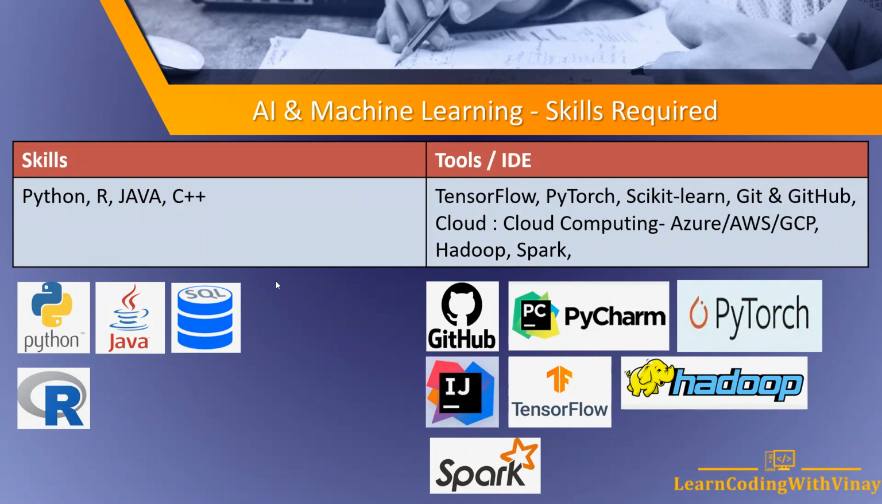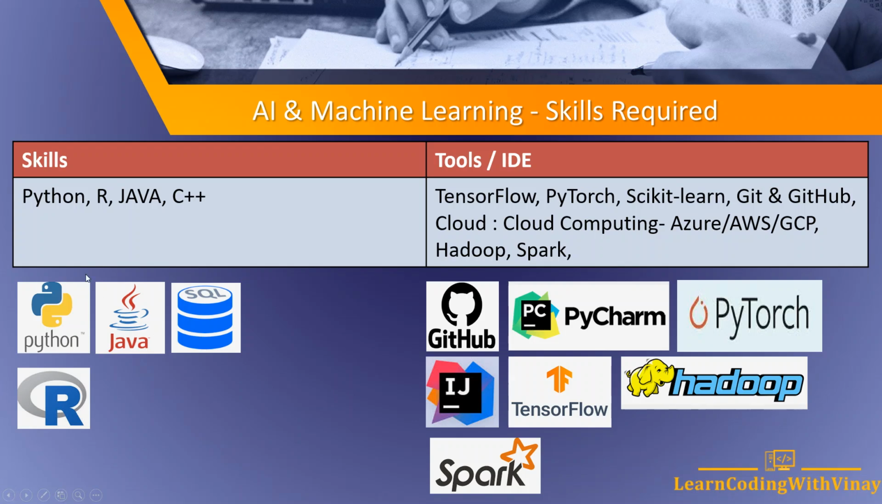Primarily, AI and ML will require Python, R, Java, and C, C++. I think you don't need to know everything. Knowing one language would be good enough. Python would be good for beginners to start with. Then there are tools and technologies you need to be aware of: TensorFlow, PyTorch, Scikit-learn, Git and GitHub will be everywhere. Cloud platform, any one of Azure, AWS, GCP, Hadoop, Spark.